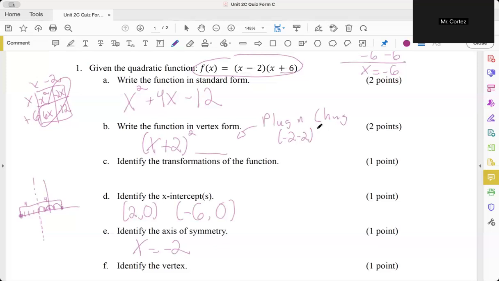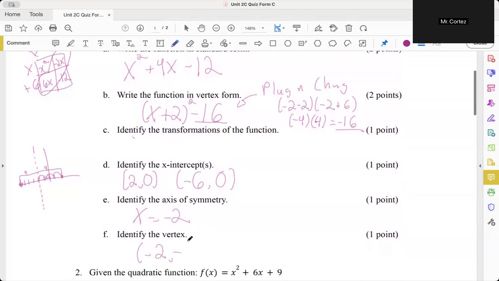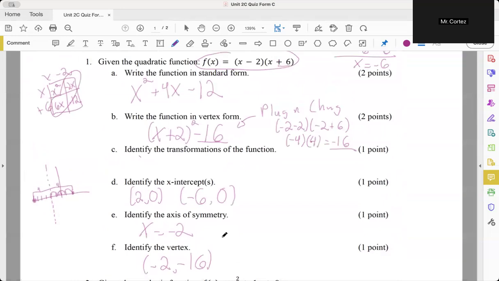-2 minus 2 in parentheses, and then multiplying with -2 plus 6. That's -4. This is +4. So this helps because now we can feel pretty confident that our y coordinate for the vertex is -16. So that just drops there. We can also now conclude that our vertex is at (-2, -16). That's part 1. What questions do you got? Type them out.